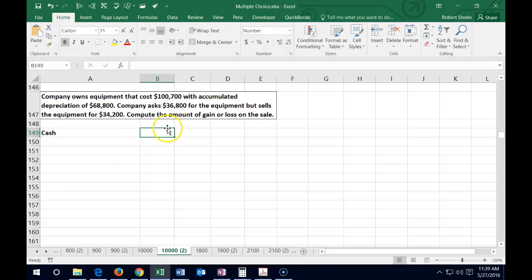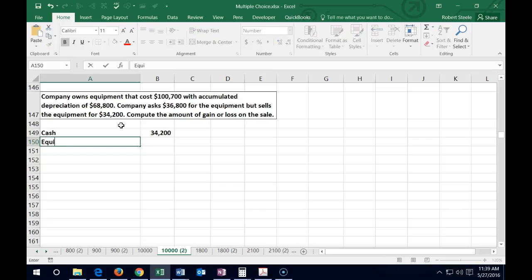And the company asked for 36.8. That's like the starting price, but it actually got 34,200. So of course that's the number we're going to use, the number that we actually got on the transaction. So that's the cash, and then we're going to take the equipment off the books.